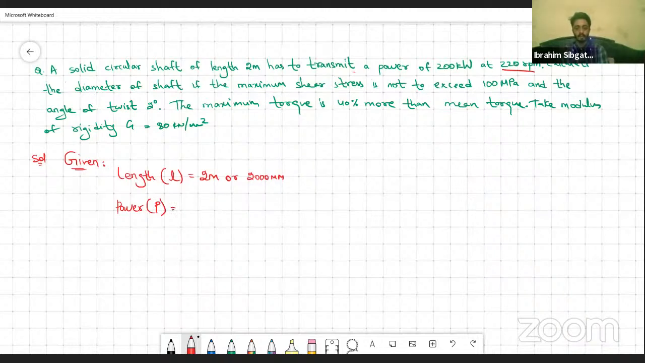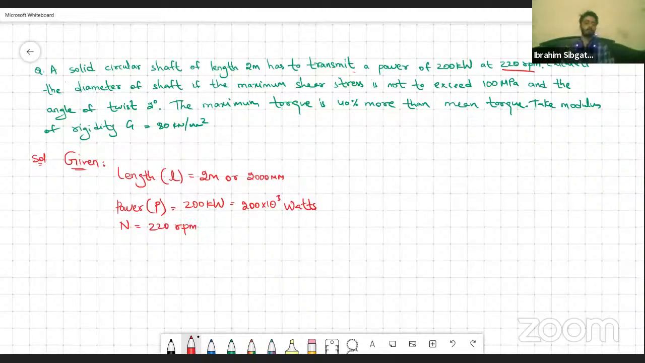Next, the power is given, P, and how much is it? It is 200 kilowatts. To convert this from kilowatts to watts, the process is the same: 200 into 10 power 3, and this will become watts. Then the next thing is RPM, revolutions per minute, N, and that is 220 RPM. I am representing the number of revolutions per minute as N, and it is 220 RPM.